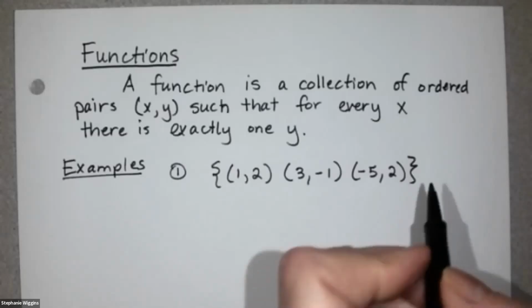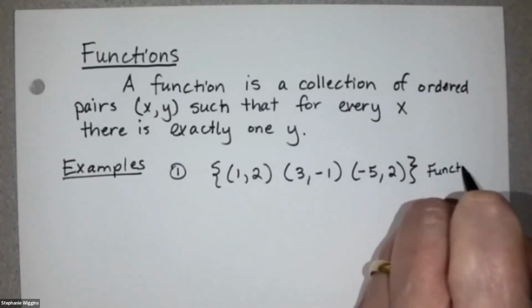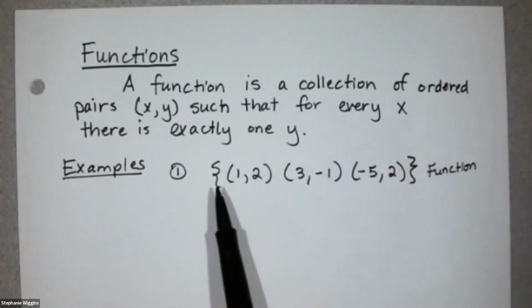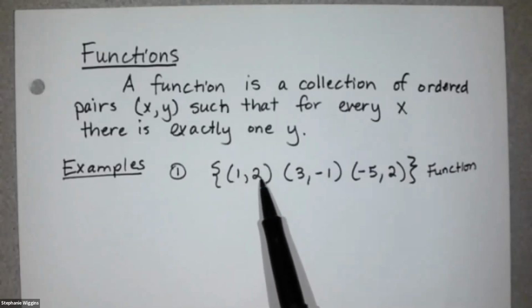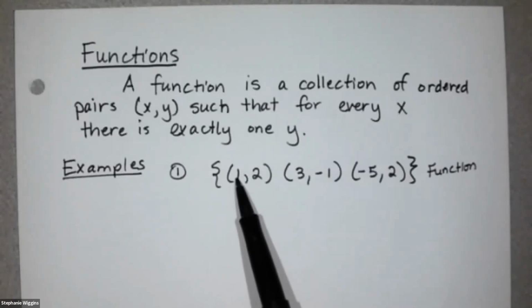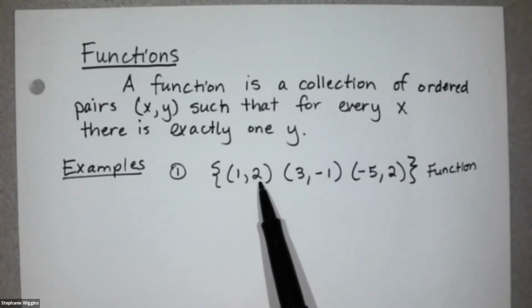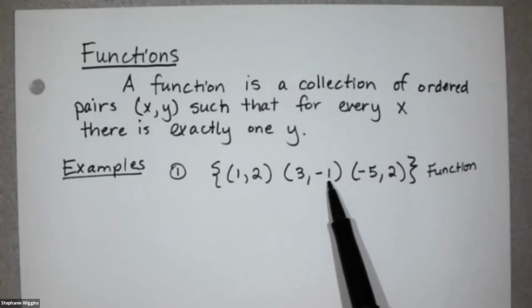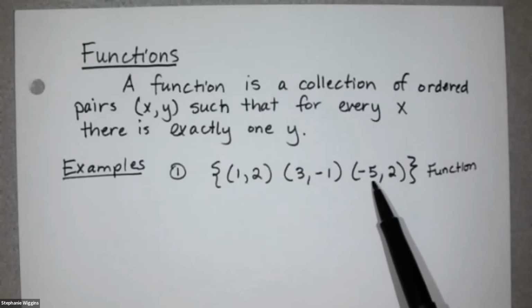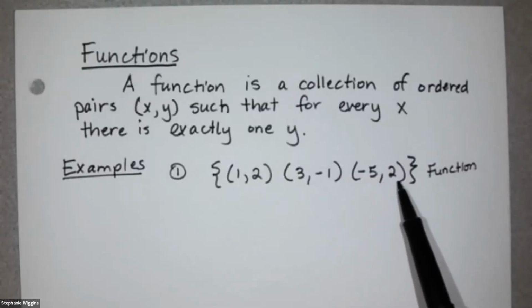And this is a function because, first of all, it's a collection of ordered pairs, but secondly, every x value is mapped or sent to one y value. So if the input is 1, your output is 2. So x is 1, y is 2. Here, if your input is 3, your output is -1. So x is 3, y is -1. Here, we have x is -5, that's your input, and y is 2, that's your output. So there's exactly one y for every x, so it is a function.